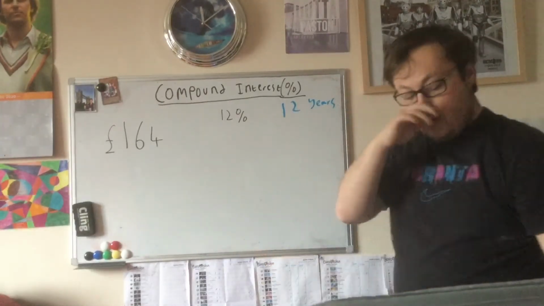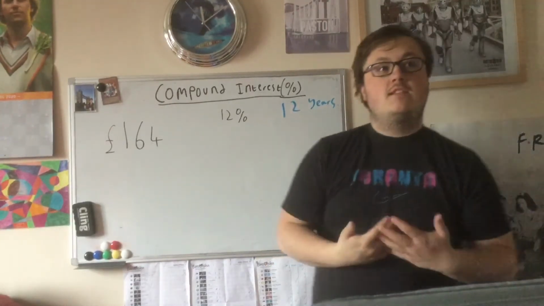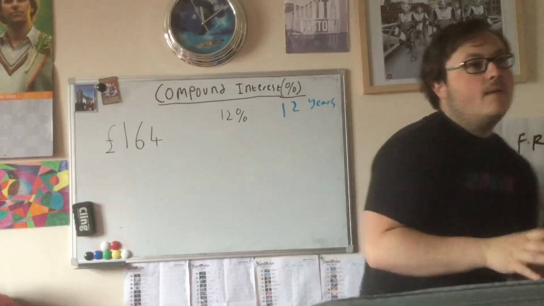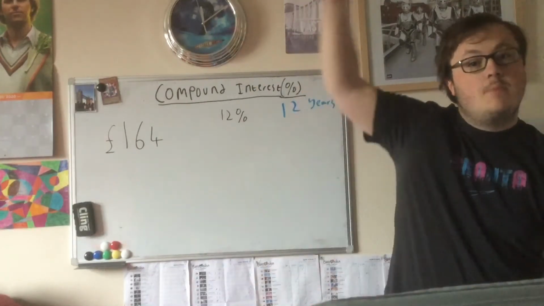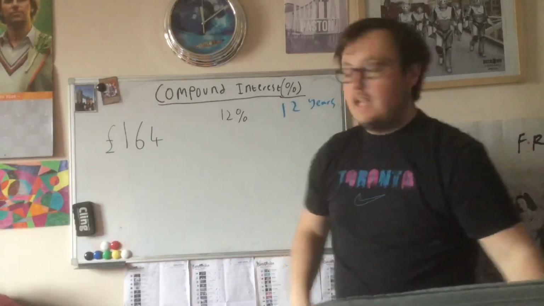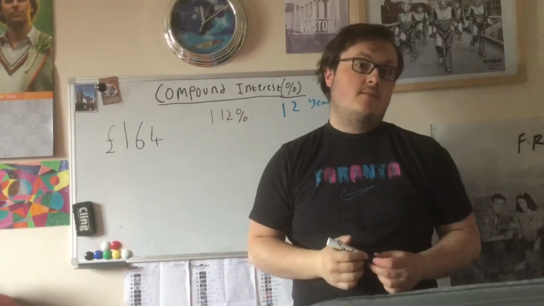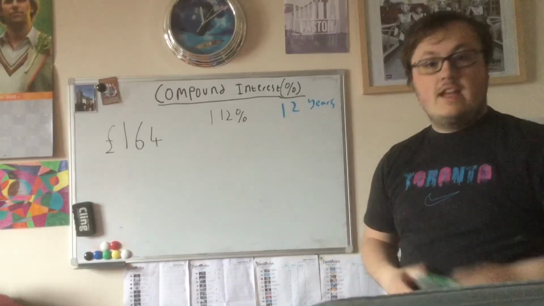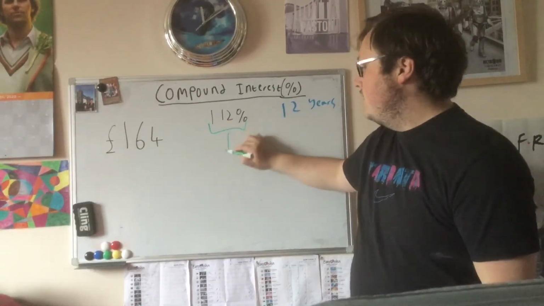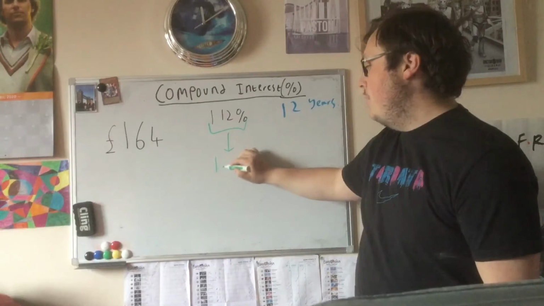So, first step is we need to find out what the actual percentage is. So if you start with 100% and we're having 12% interest, so that's going to be put on top. The actual percentage is 112%. So now let's turn that into a decimal. So that turned into a decimal would be 1.12.